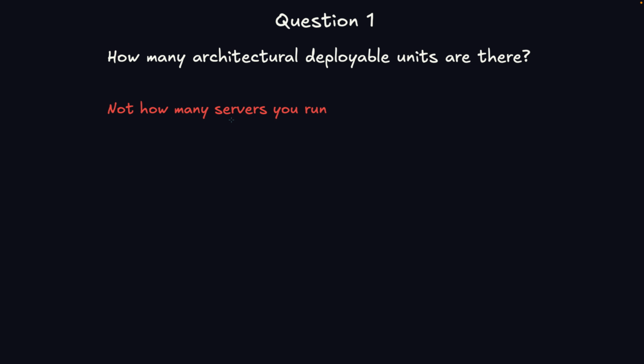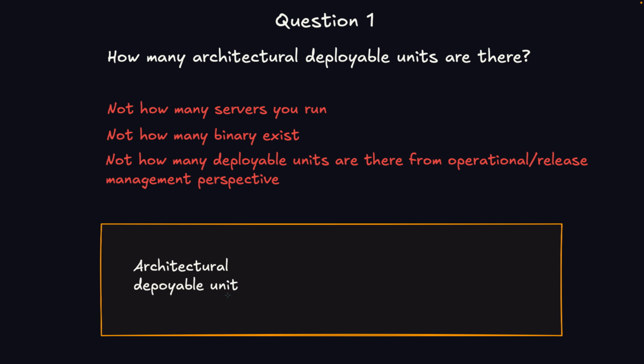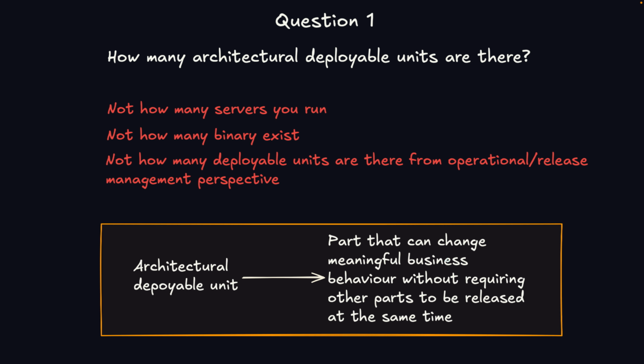Now, this is not talking about how many servers you have, and it's not talking about how many binaries there are, and it's not even talking about how many deployable units you have from the operational or release management perspective. So this is very important. We are talking about architectural deployable unit. Now, what is this architectural deployable unit? Architectural deployable unit means it is part of the system that can be changed to deliver meaningful business behavior without requiring other parts to be released at the same time.